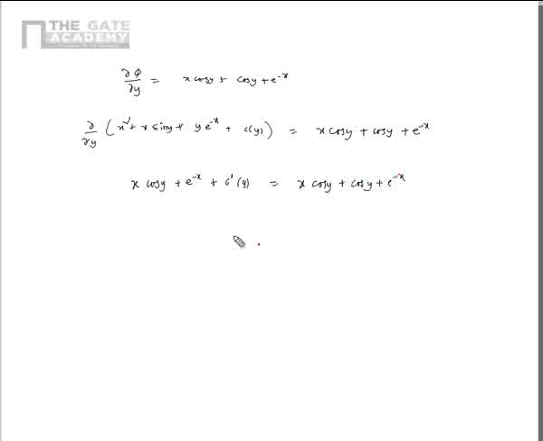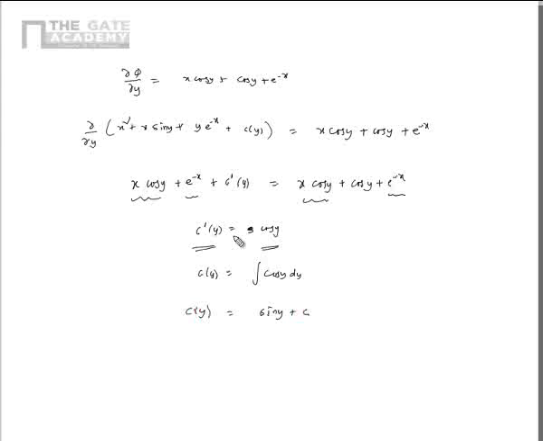From this you can just cancel these terms. You will get that c'(y) turned out to be only a function of y, because the original equation is exact; otherwise c'(y) would have had some function of x. Now if you integrate this, we need to find c(y): the integral of cos y dy is basically sin y plus some constant.